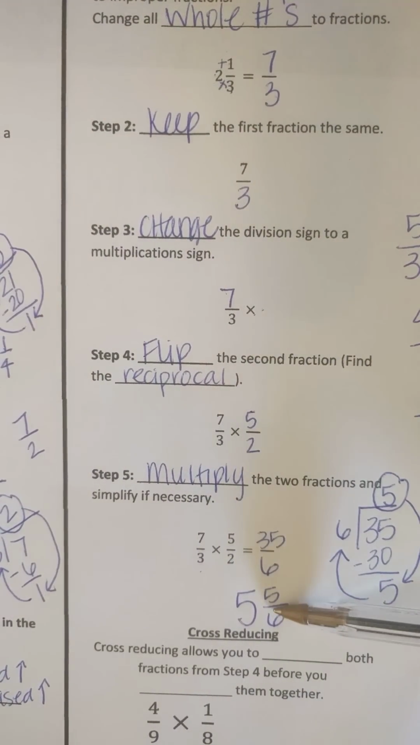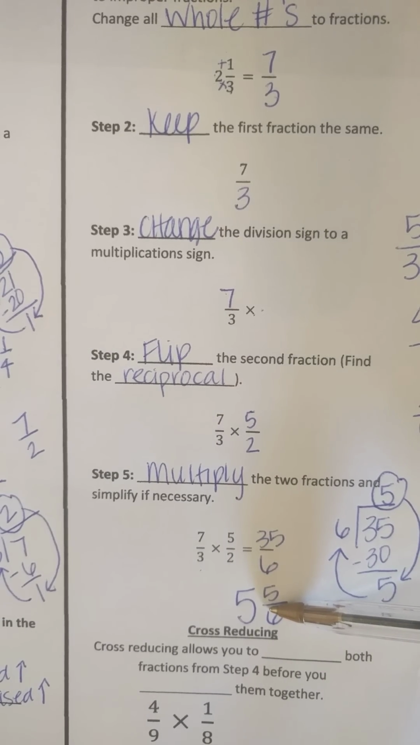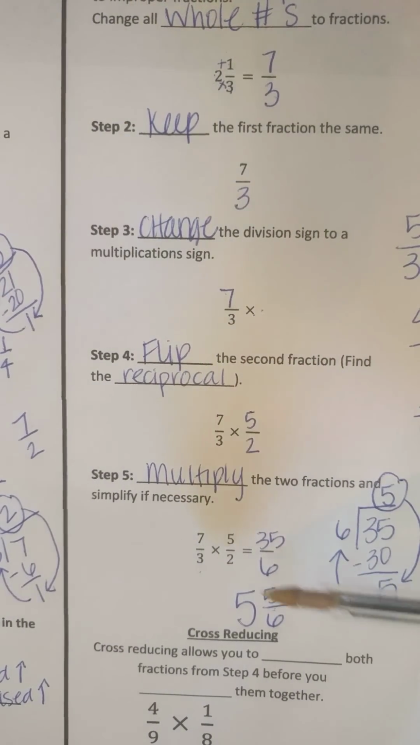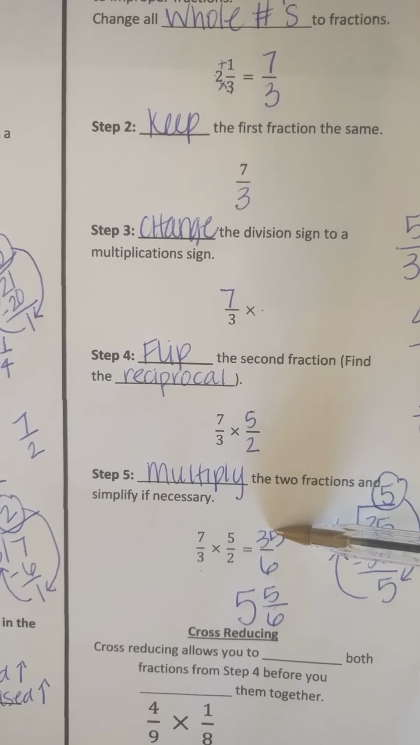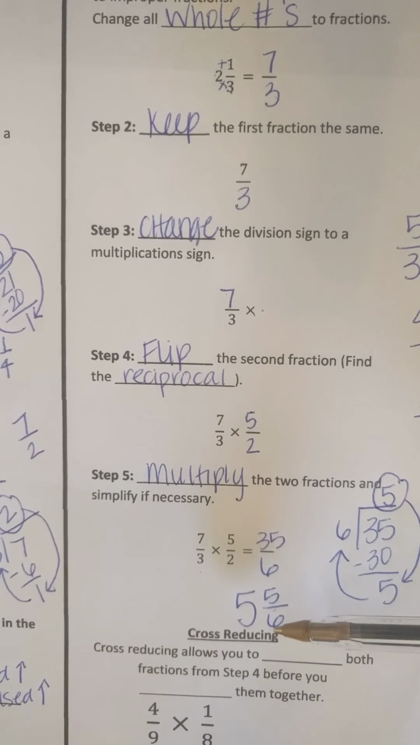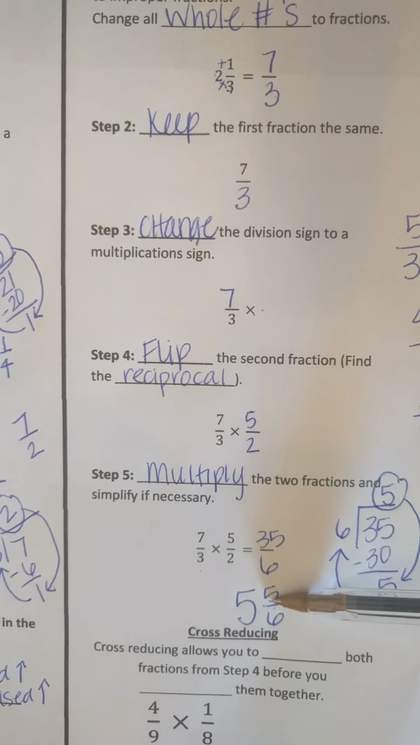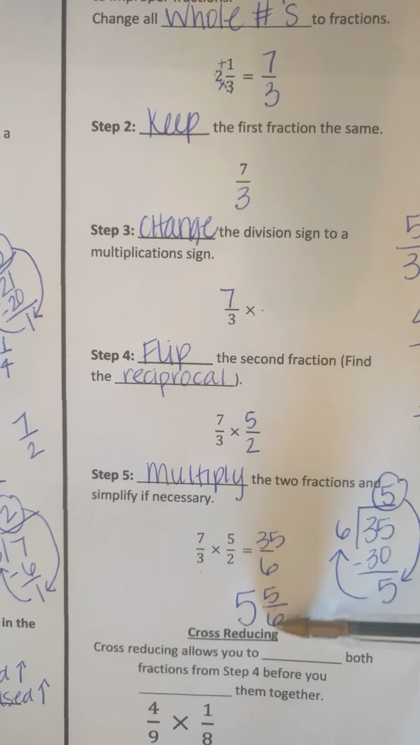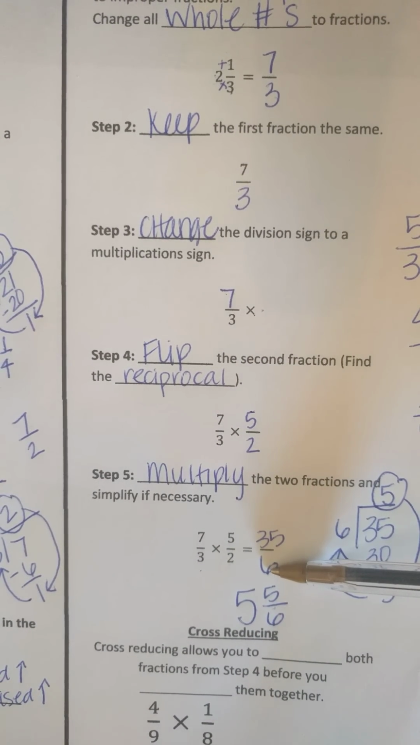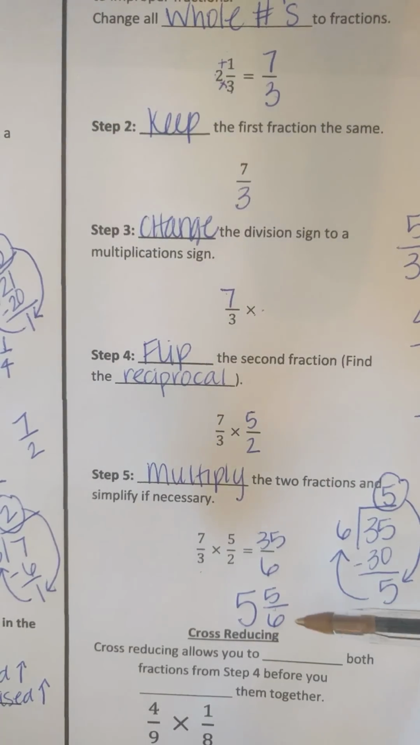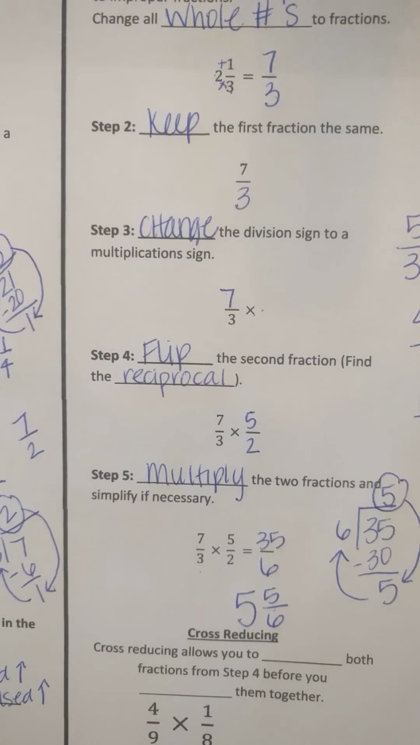Now you can go back and check this to make sure you did it right by doing the reverse, changing this mixed number back into an improper fraction. Okay, remember, multiply, add. So 6 times 5 is 30, and 30 plus 5 is 35. 35 over 6, that's what I originally had, so I know I did it correctly. Okay, so that's how you divide fractions.